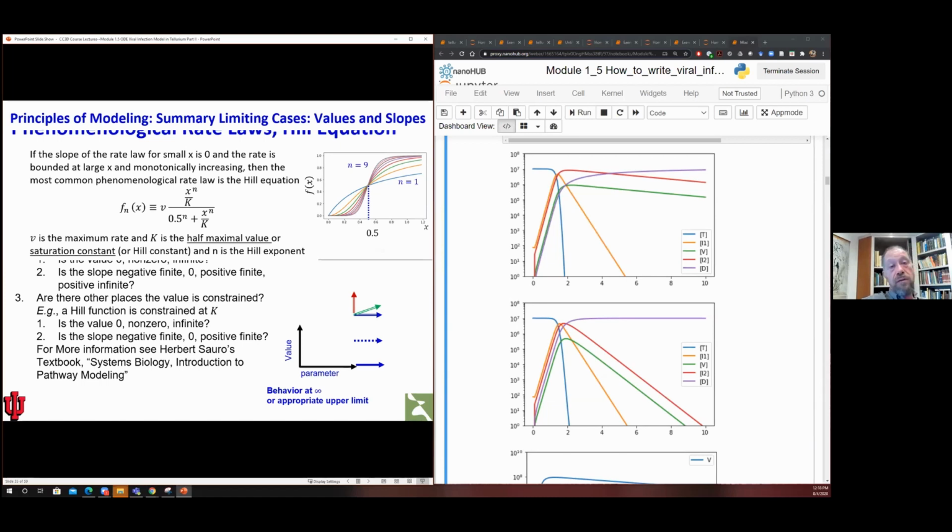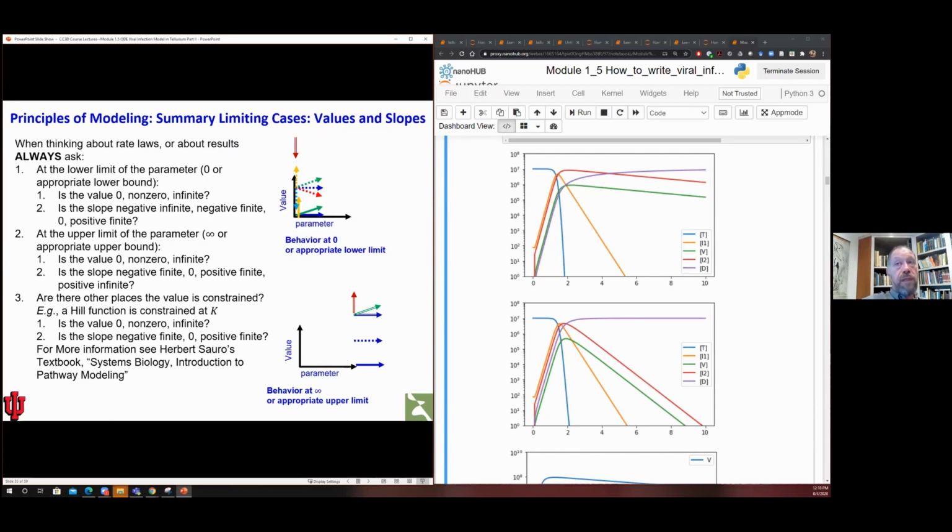Then you switch to the other limit of large value. If I have a lot of T cells, if I have a lot of virus, what happens? And there I have the question, is the value 0? Is it finite and bounded, or is it infinite? And again, what's the slope at infinity? Is it 0, finite, or positive infinite?